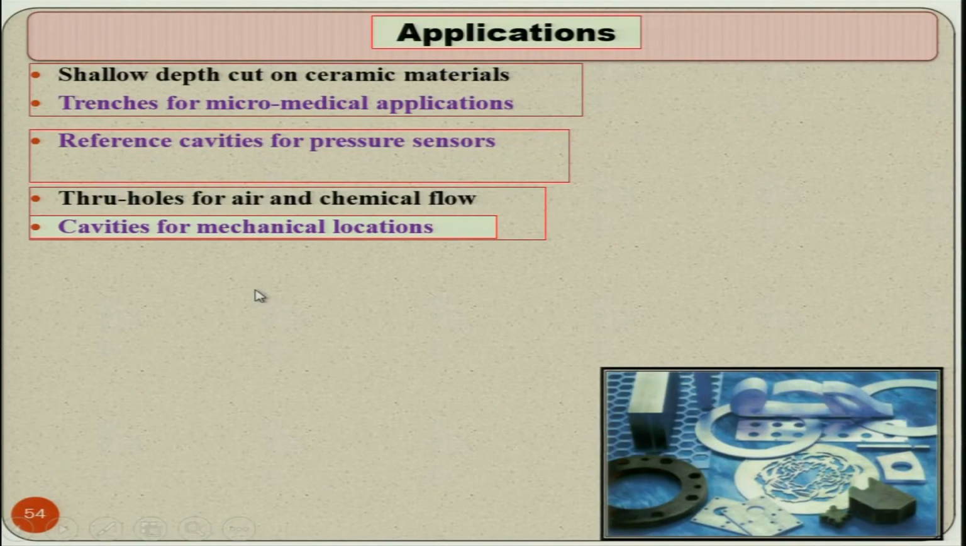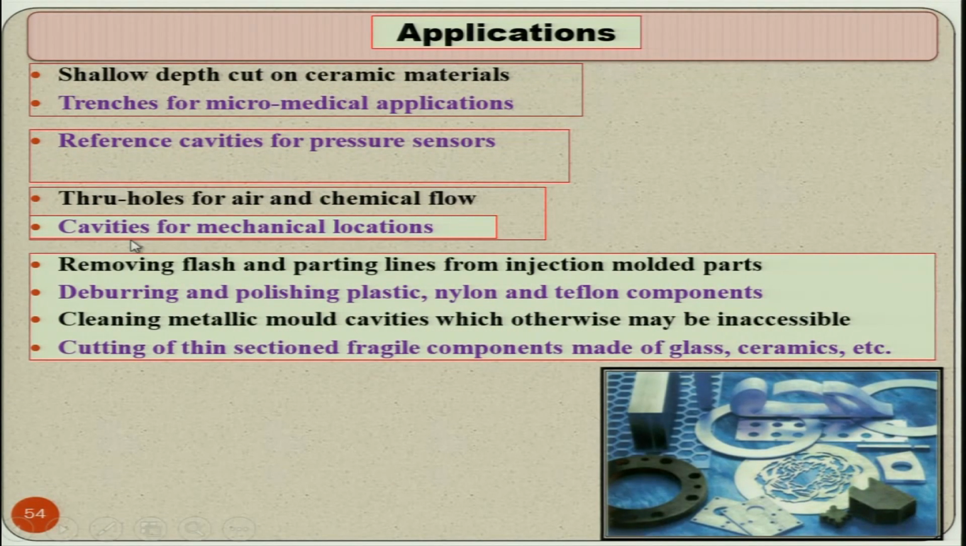the workpiece material that you are going to machine and the properties of the abrasive particle that you are going to use. Now, if you are machining very hard material, the pressure of the air abrasive jet has to be higher, and all these things you have to take care of. Cavities for mechanical locations also can be made with the help of this. Again, note that very deep cavities you may not be able to make.